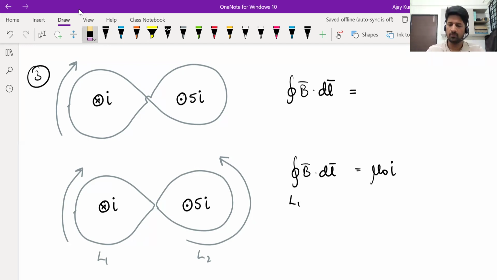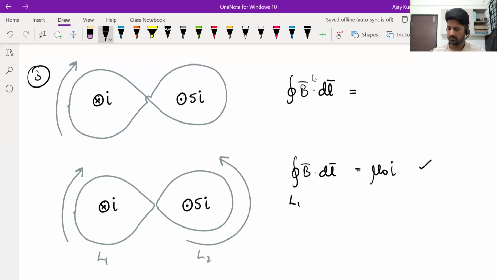I mean, in the formula for Ampere's law, closed integral B dot dl equals mu naught I, what does I represent? The current through the loop, sir. Current enclosed by the loop. Okay, so if you look at it that way, 5i is not enclosed by the first loop, so it should not matter. So for the first loop, the answer should be this.